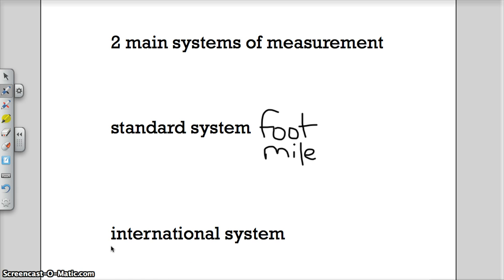But we do know that the international system uses meters, grams, kilograms, liters, and those sort of things. I'm not going to get into all of those. I get into that in just a second. I do apologize for my terrible handwriting here. I don't have a good stylus for the laptop. I'm going to work on that. But let's go to the next page.